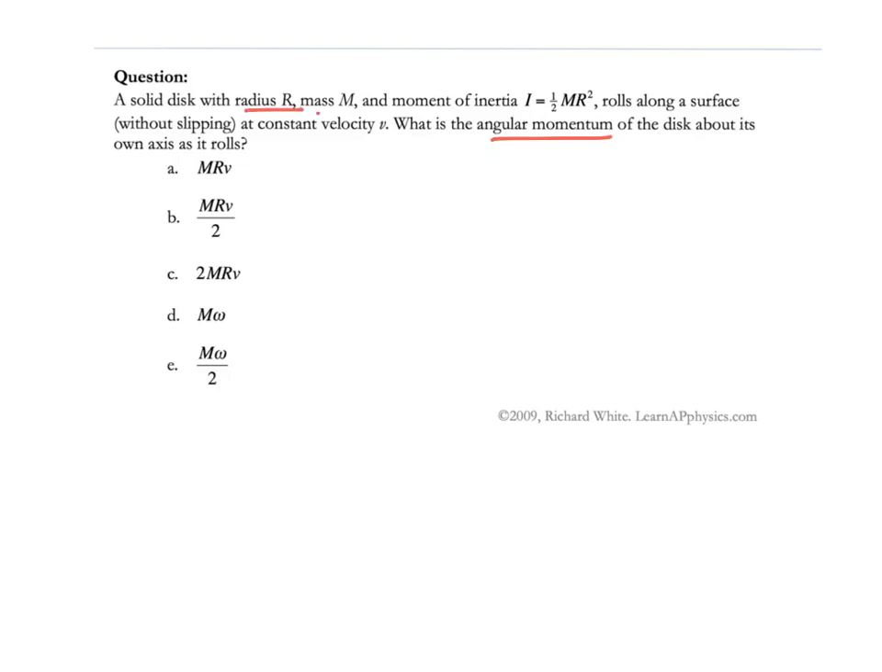So we have a solid disk with this radius, with this mass, with this moment of inertia, and it rolls along a surface without slipping at a constant velocity of v. What is the angular momentum of the disk?